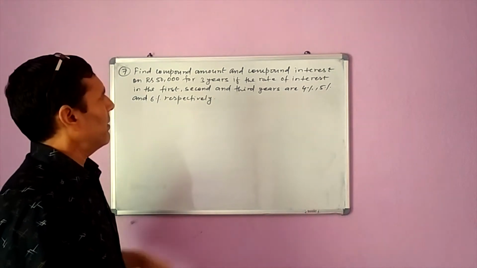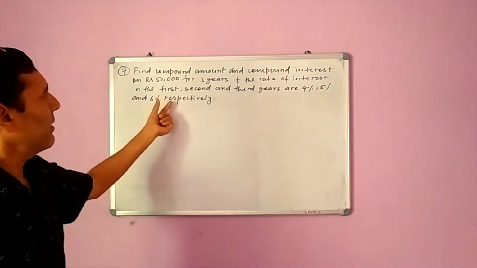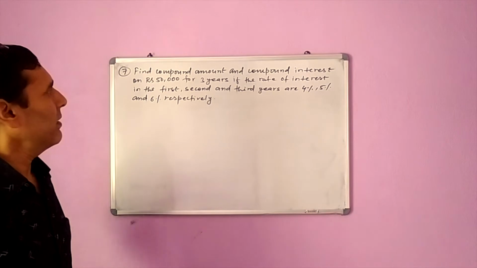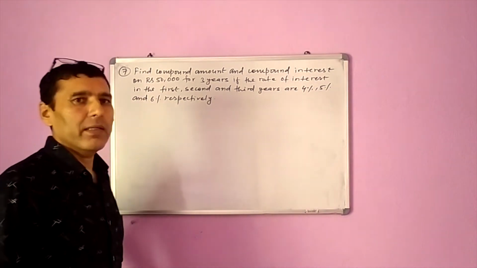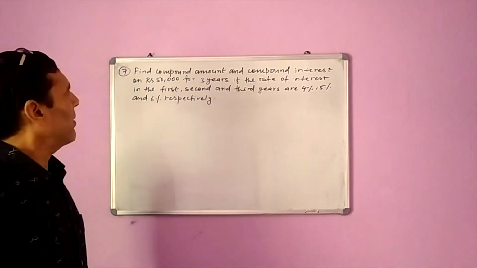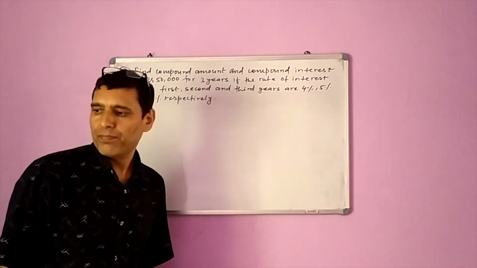Here we have different rates of interest for different years. In the first year the rate of interest is 4%, in the second year it is 5% and in the third year it is 6%. So how do we calculate the compound amount and compound interest in this condition? We solve these questions.